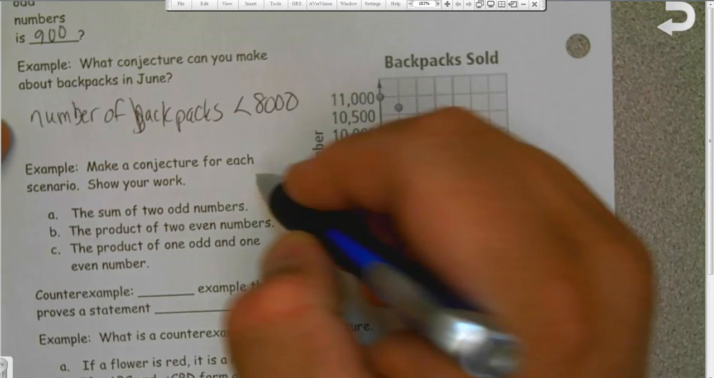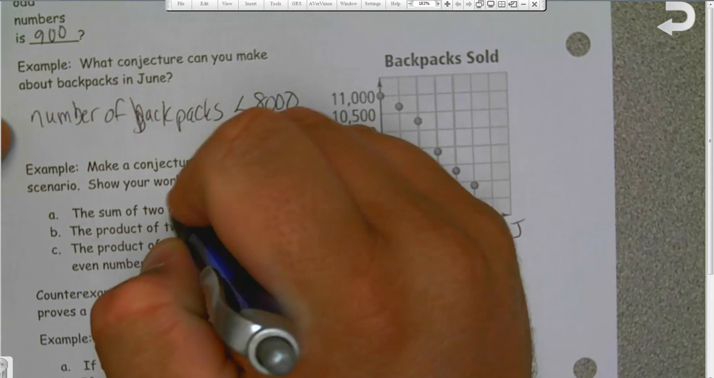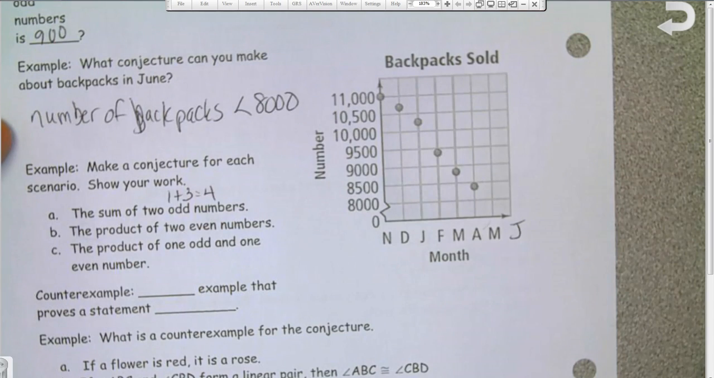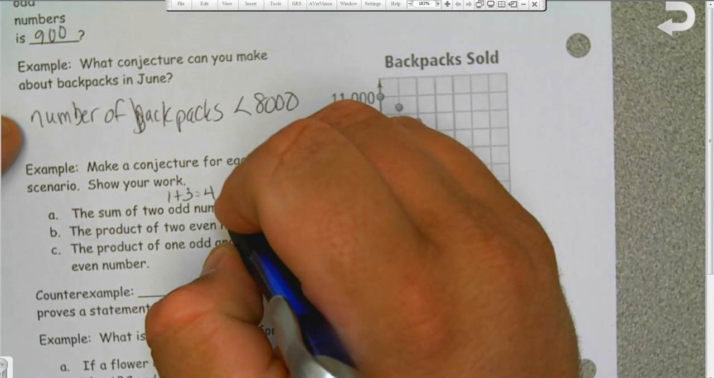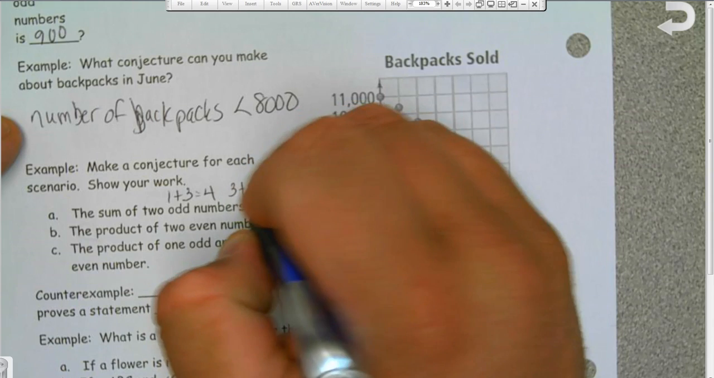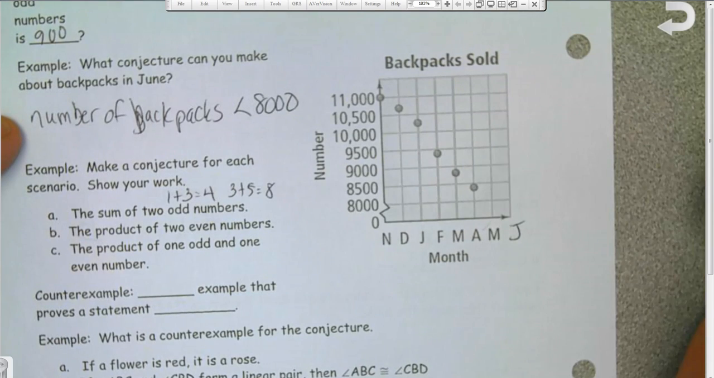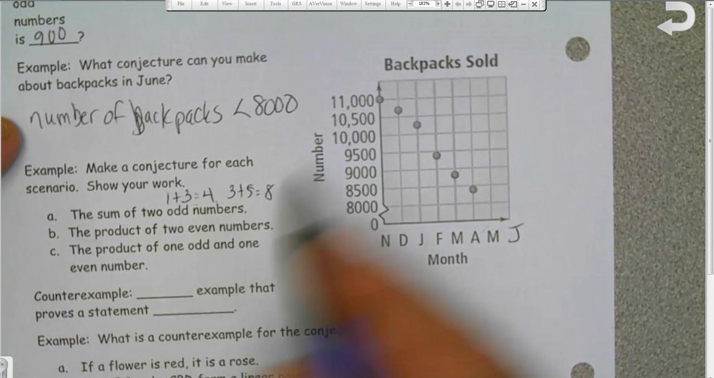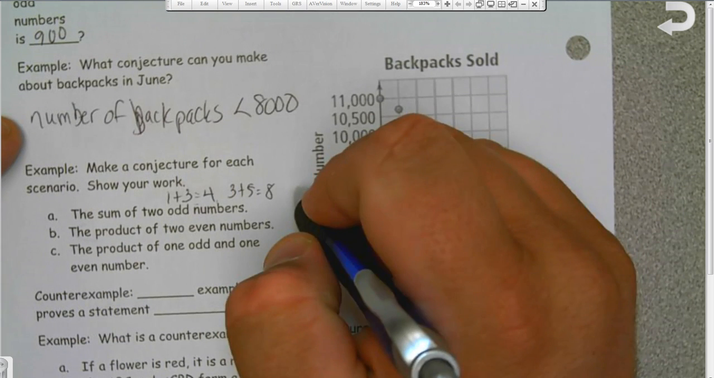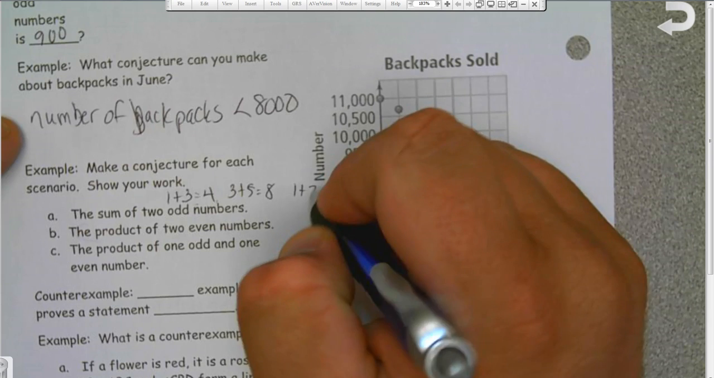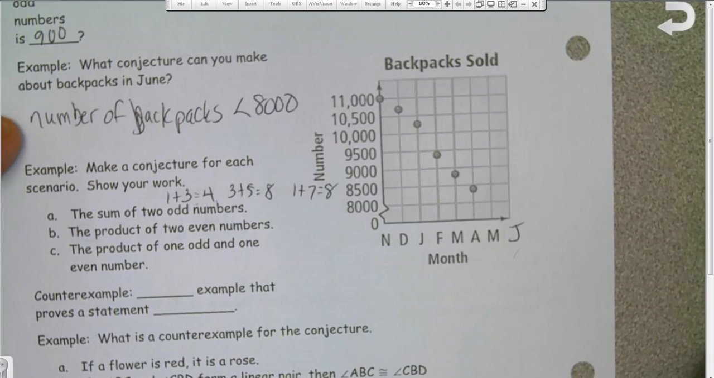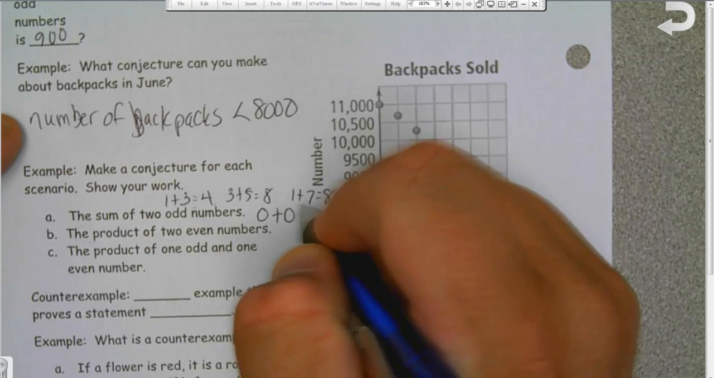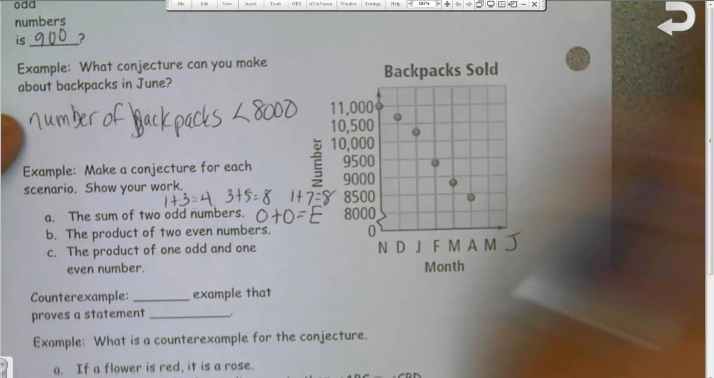So the sum of 2 odd numbers. So if I add 1 plus 3, I get 4. If I add 3 plus 5, I get 8. Okay, so an odd plus an odd is equaling an even. Let's try one more. Let's do 1 plus 7. That's also 8. So our conjecture is that an odd plus an odd is going to equal an even every time.